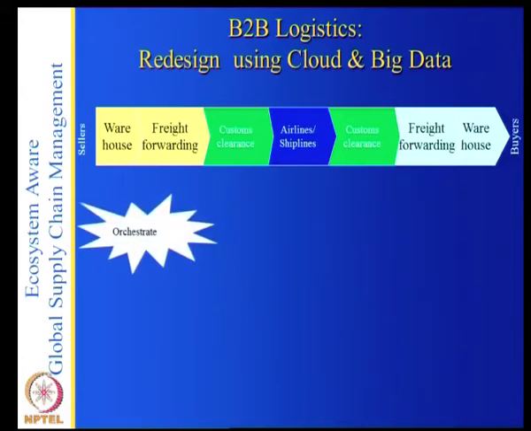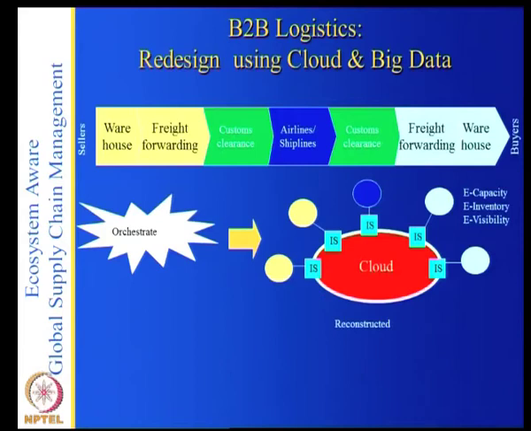So what you could do, if you want to have an orchestrator on this, is have a cloud network which is connecting all this. So you can reconstruct all this, and it is already happening nowadays. There are companies which are trying to put everything on cloud, have all the data on this, put all the players on this cloud, and you can have e-capacity, e-inventory, e-visibility in all this. So using cloud and big data, you could do a lot of machine learning algorithms, you could do a lot of analysis.